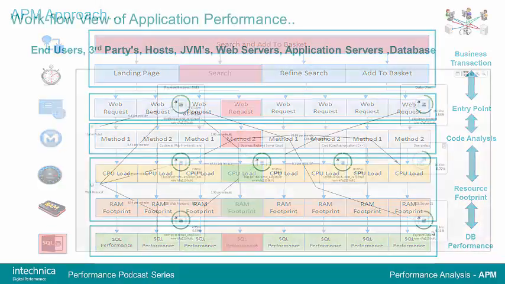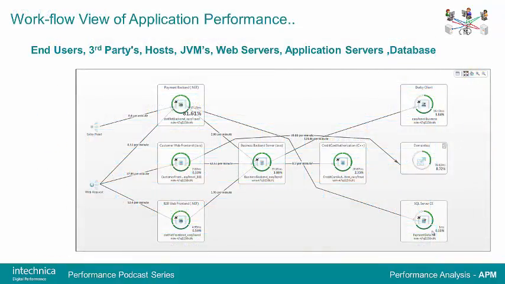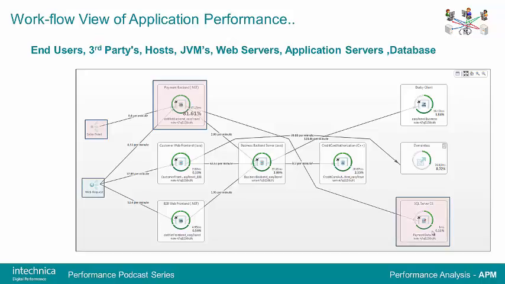Very, very powerful. If we look at how this information is typically presented to us using APM, we typically start at some high-level workflow or business transaction view of application performance. So we look at our end users, third parties, hosting servers, JVMs, different tiers within our application deployment, the web, the application servers, and the database. And we can follow the navigation of our end users through these major components.